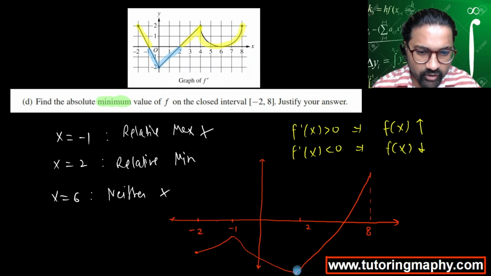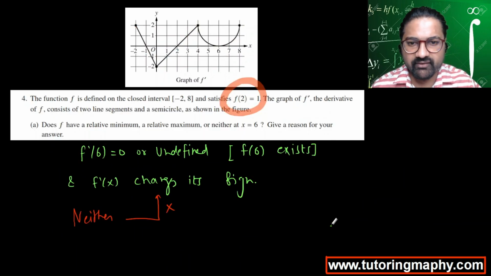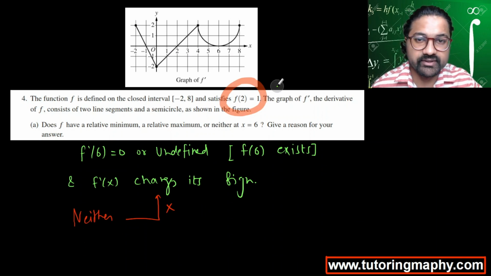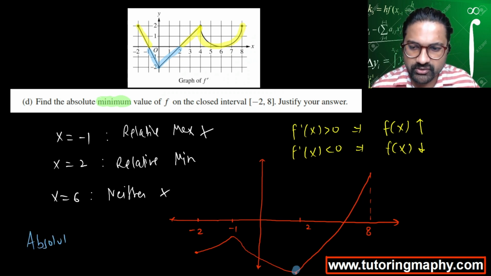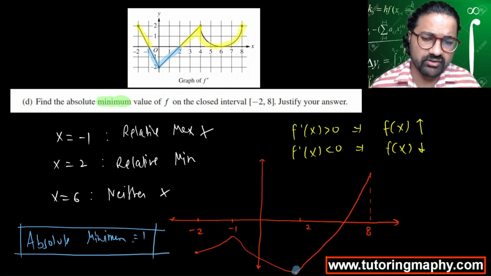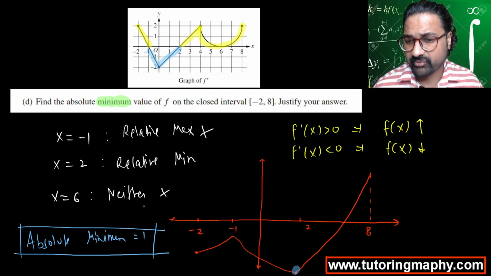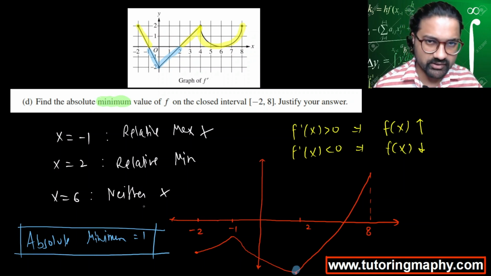So the answer is f of 2 without even finding anything. It's already given in the question that the value of f of 2 is 1. So its absolute minimum is 1, without doing all that antiderivatives or definite integrals, right? This is a perfectly valid method.